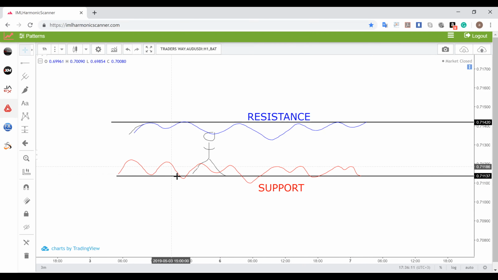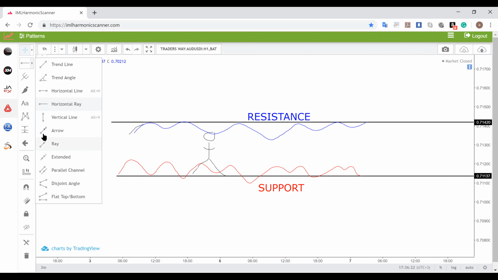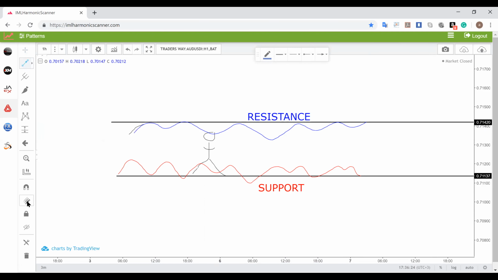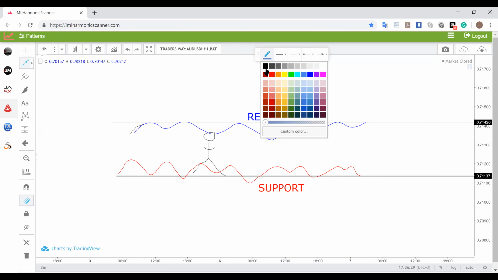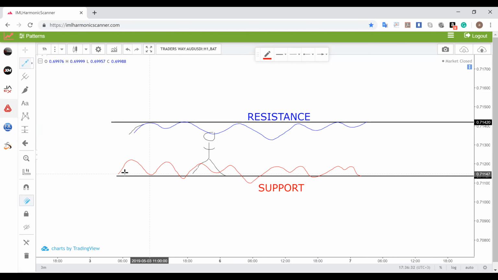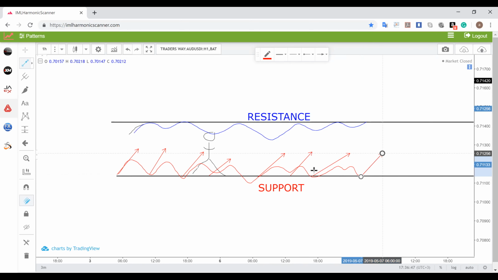Anytime you see price in the market testing a particular point multiple times and going back up, this is what you consider to be a support zone. So every time you see something like this happening, price reaches a certain point and it goes up, that is support. That is support. Anytime you see this happening, this is support.